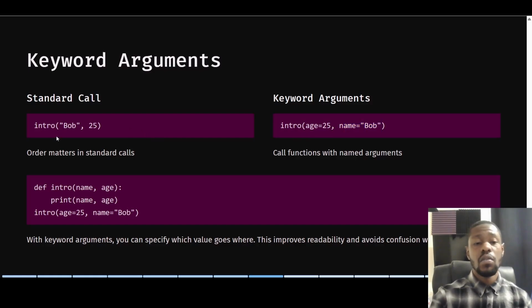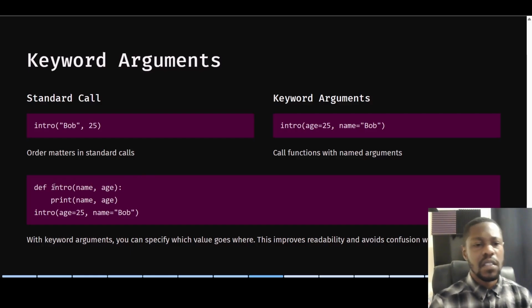In a standard call, the order matters, as we are expecting this format of first the name and then the age. Whereas in a keyword argument, it doesn't matter which way we put the age and name, whether we put name first or age second, as we have already explicitly stated age is equal to 25, name equals Bob.